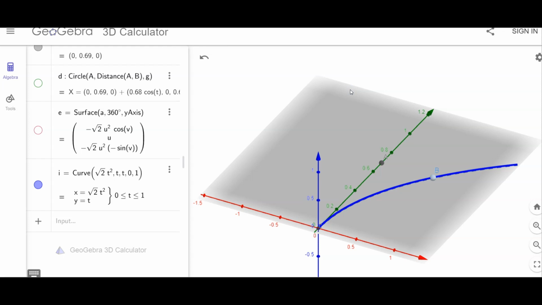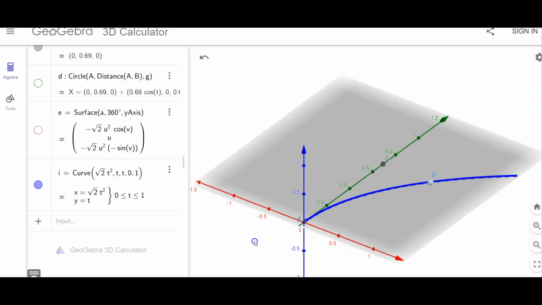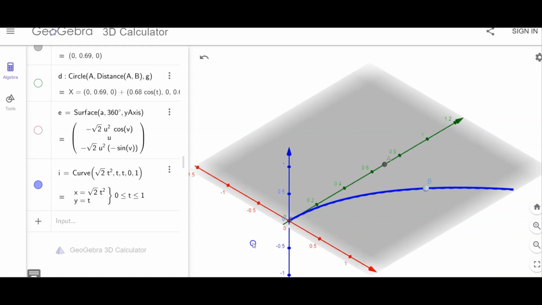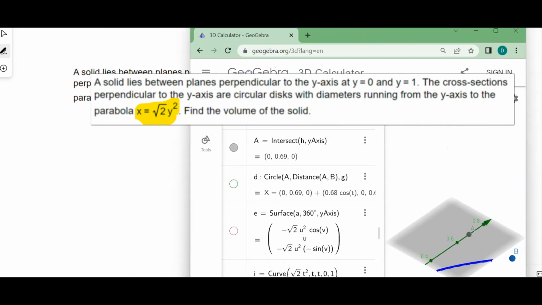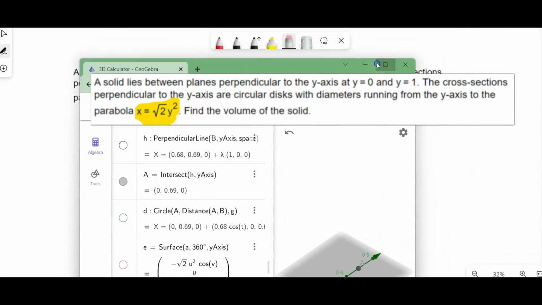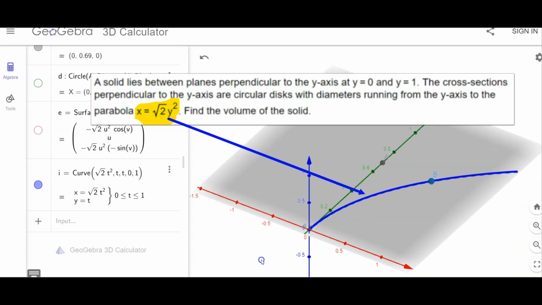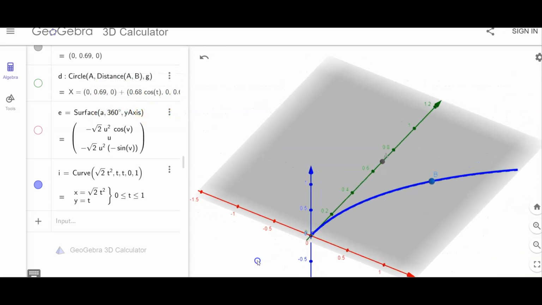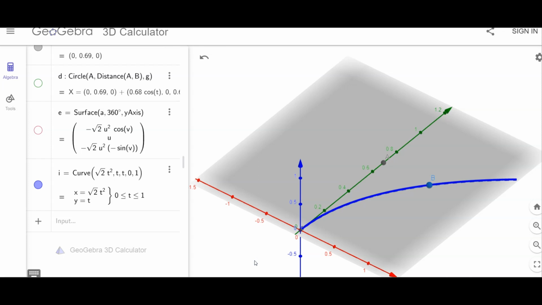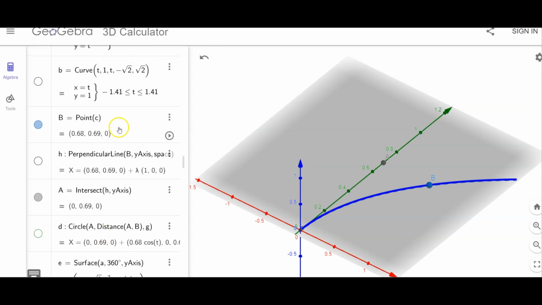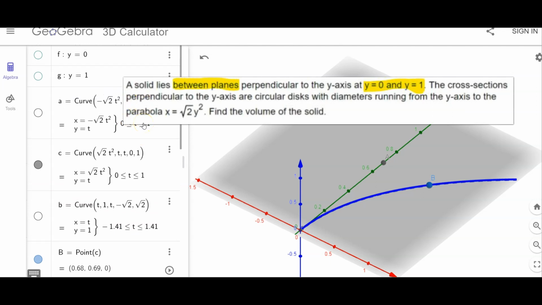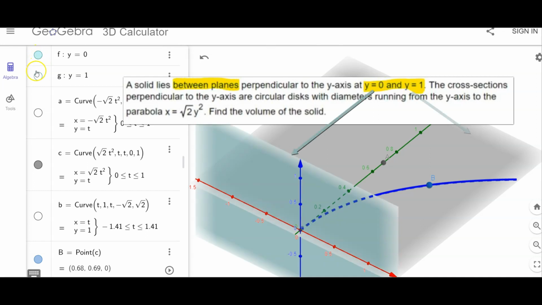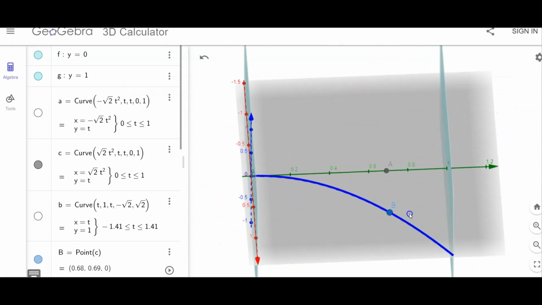I know there are some animations on the Moodle page, but just because of the wording, this one's a little weird. So this is that function that they give you, x equals square root of 2y squared. That's a parabola. It's just a little piece of it that I've got graphed here. And it talks about the planes x equals 0 and y equals 0. This is a piece of software called GeoGebra 3D. It's for three-dimensional stuff, which volumes of revolution are. So y equals 0 and y equals 1 in three dimensions are planes. So that's what it's talking about.